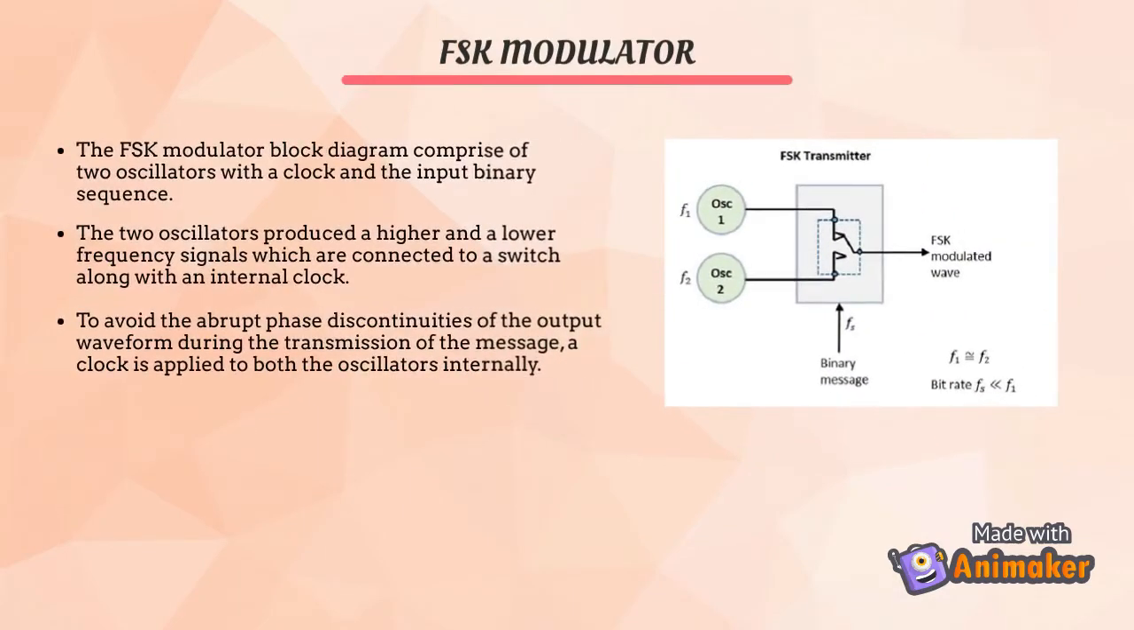The FSK modulator block diagram comprises 2 oscillators with a clock and the input binary sequence. The 2 oscillators produce a higher and a lower frequency signal which are connected to a switch along with an internal clock. To avoid abrupt phase discontinuities of the output waveform during the transmission of a message, a clock is applied to both the oscillators internally.